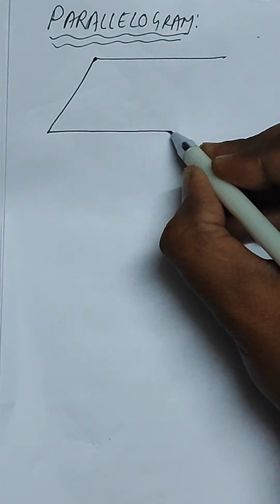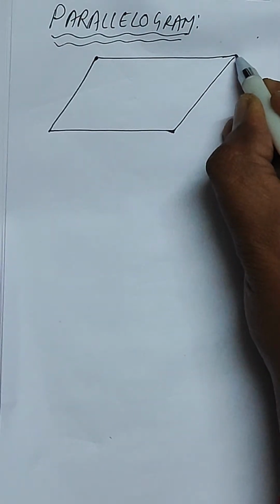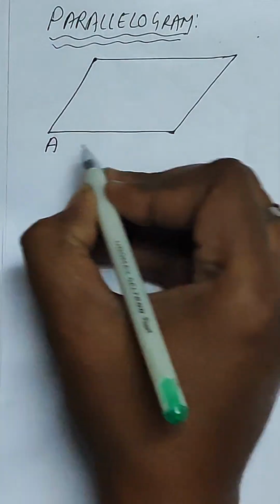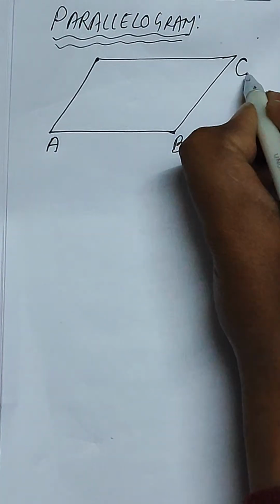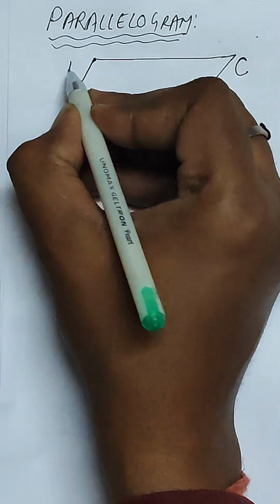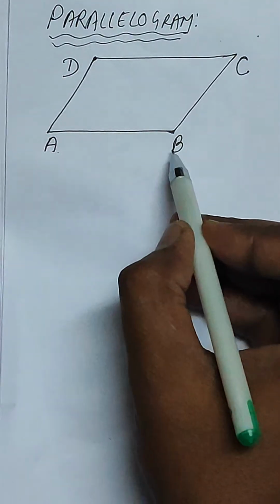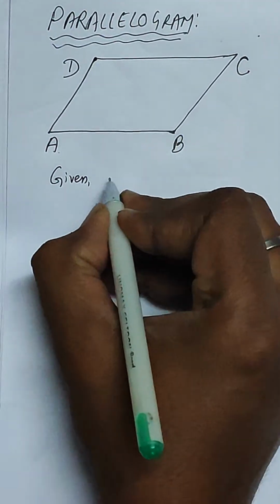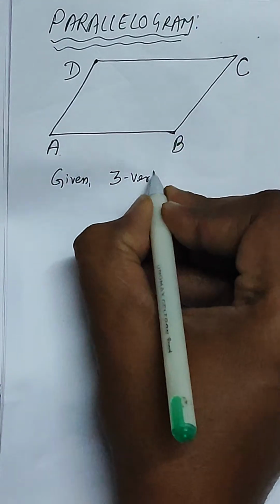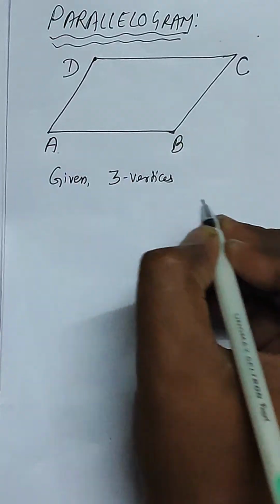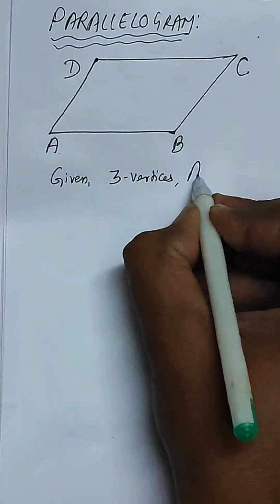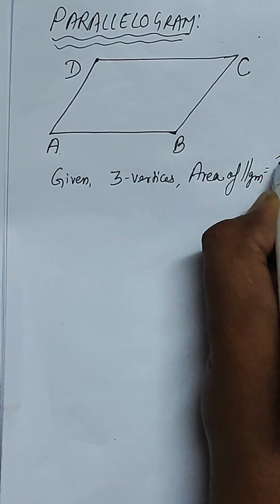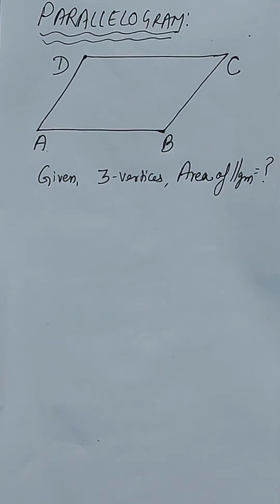If ABCD is a parallelogram given to you, and three of its vertices are given to you, let me say this is A, this is B, here is C, and here is D. Now the measurements of only three vertices are given, that means the coordinates of these three vertices. Now the area of the parallelogram is what we need to calculate, my dear friend.